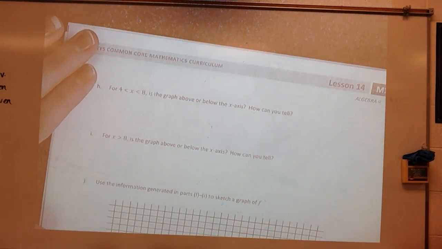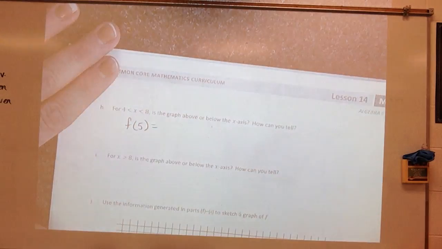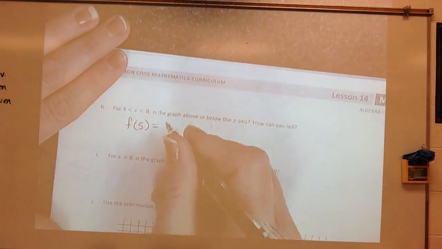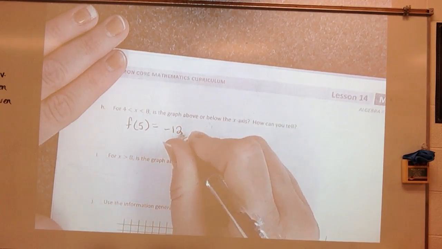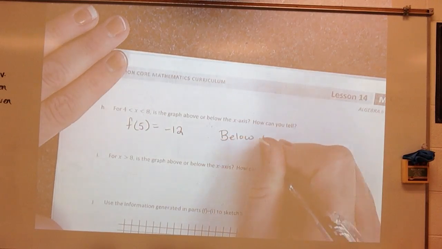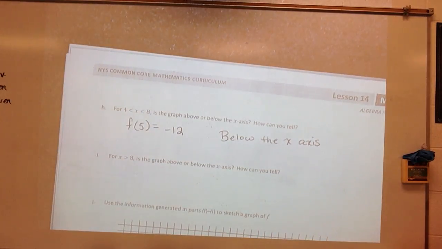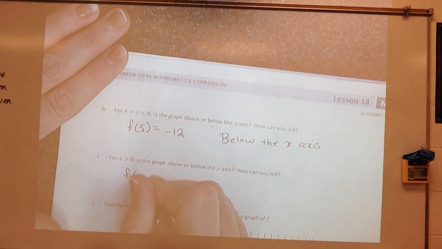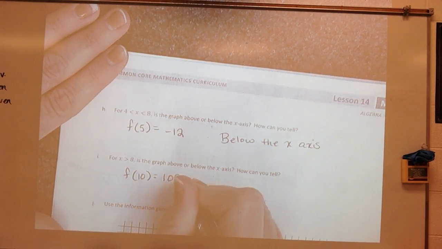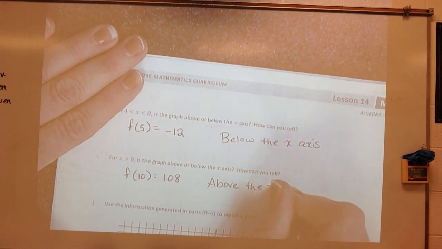Looking at the interval 4 is less than x is less than 8, let's choose 5. Plug 5 in for x. I get negative 12. So since it's negative, the graph is below the x-axis. All right, and then x is greater than 8. If I choose 10, I get 108. Since it's positive, it would be above the x-axis.